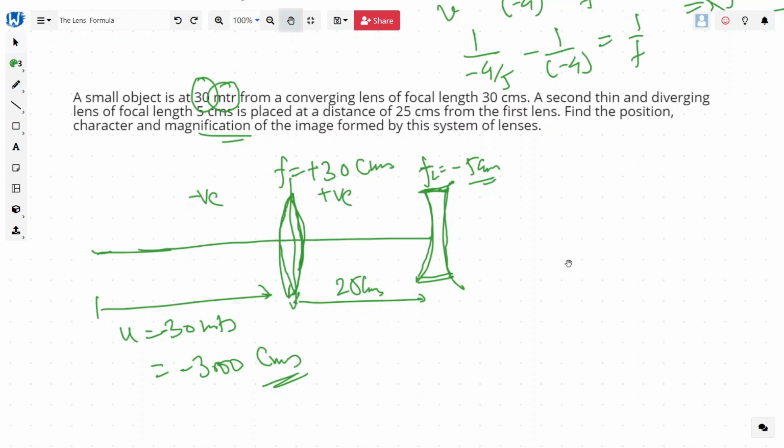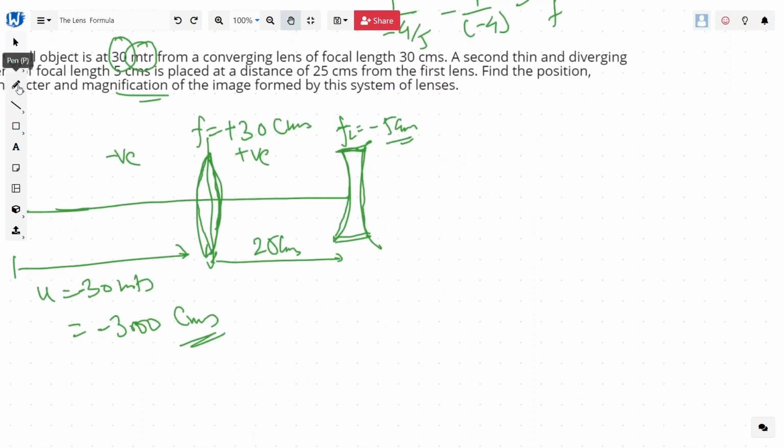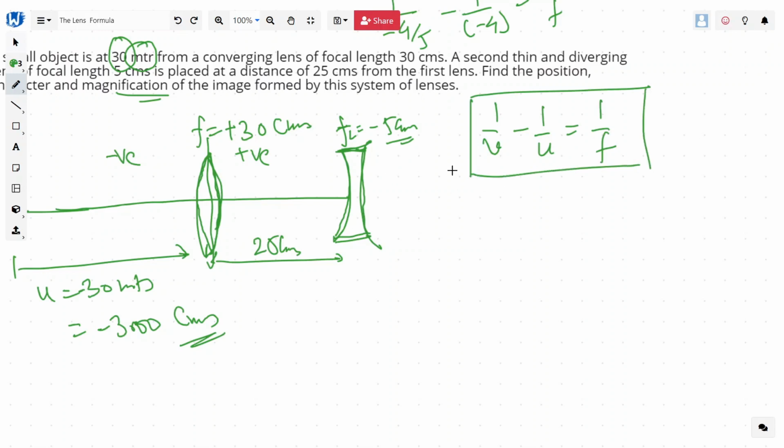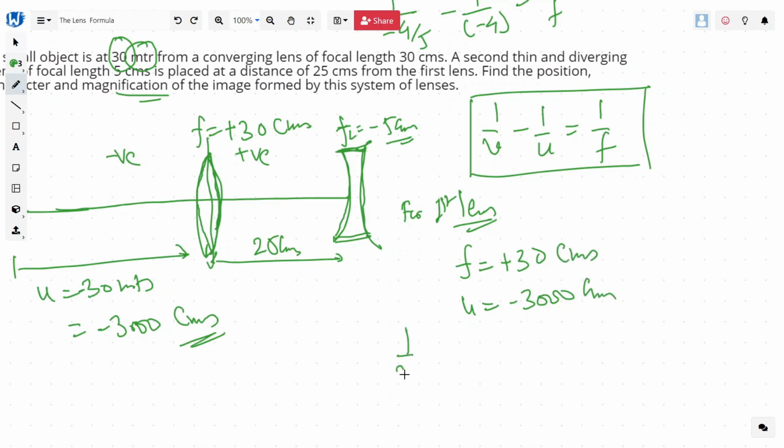So first thing first, we are going to write the formula and find the image formed by the first lens. Okay, the formula is going to be the same for both cases. This is our formula. Whether it is converging or diverging, we don't care. For the first lens, it is a converging lens. f is plus 30 centimeters, given here, and u is minus 3000 centimeters. Okay, you can put that over there. 1 by v minus 1 by minus 3000 is equal to 1 by 30.